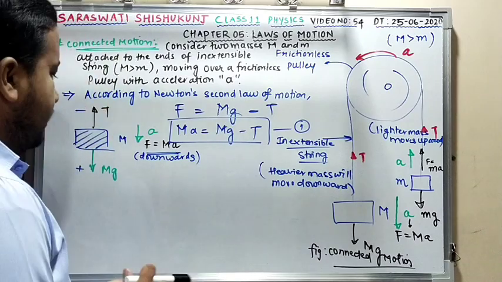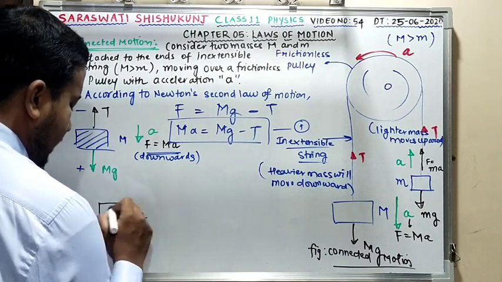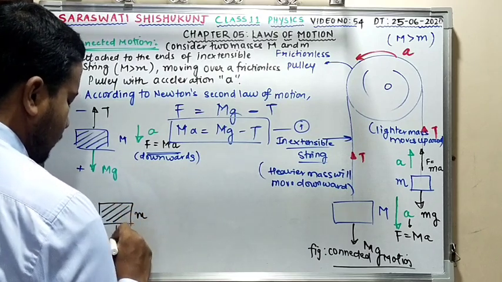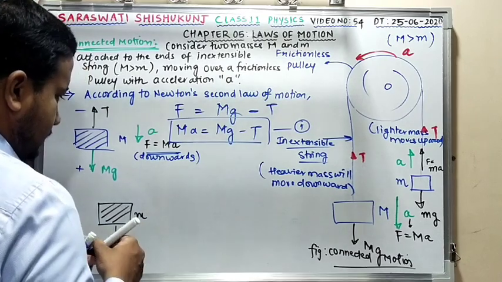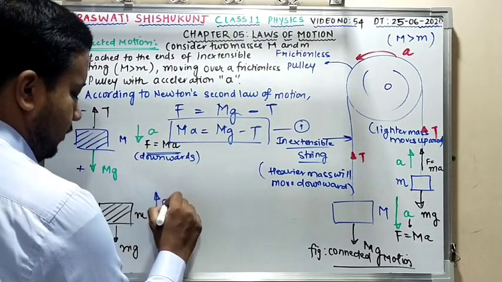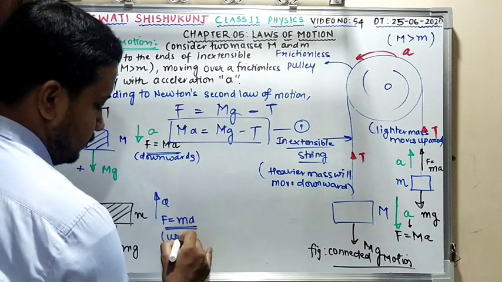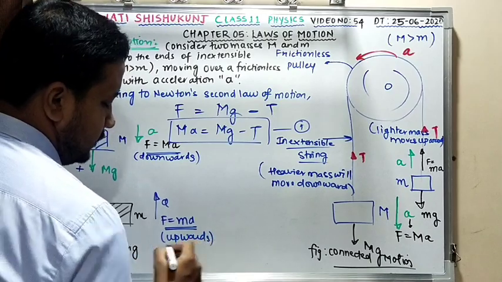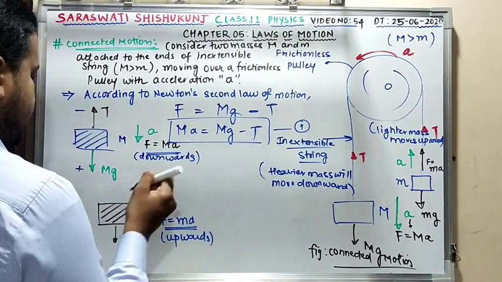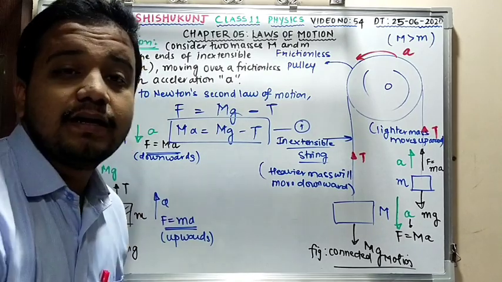Very good. Moving to the next, for the second body, I have to check. This is for small m. Yes or no? This small mg will act downwards. One thing over here you will be able to notice, acceleration is upward. So your resultant force is upwards, and your tension is again upwards. Is this clear?